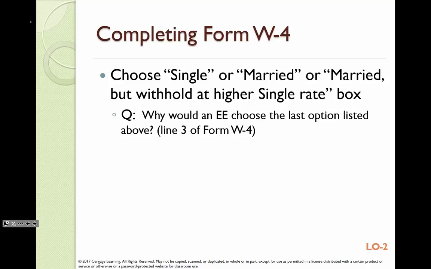Okay, so I'm looking at the form and kind of the screen. The first thing, other than your name and social, is in line 3. Are you single, married, or married but you want to withhold at a higher single rate? Why would anybody choose to have withholding at a higher rate?